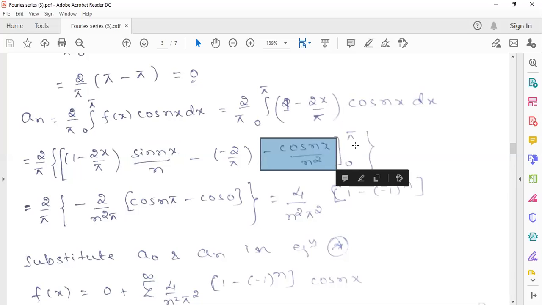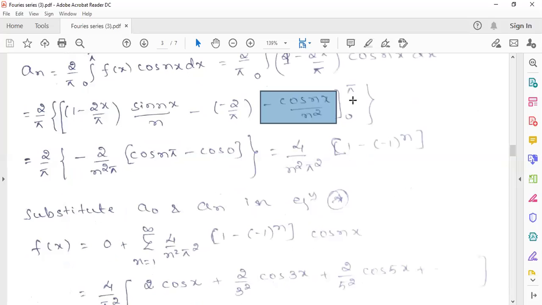So where the limits vary from 0 to pi. For the interval 0 to pi, wherever the sin function, sin nx by n, will be there, it will be 0 for both the upper and lower limit. That's why I have not applied the upper and lower limit for that one, I just applied it for the second term. In the second term, minus into minus plus into minus minus, minus 2 by n square pi, you can take it out. For the remaining thing, you can apply the upper and lower limit.